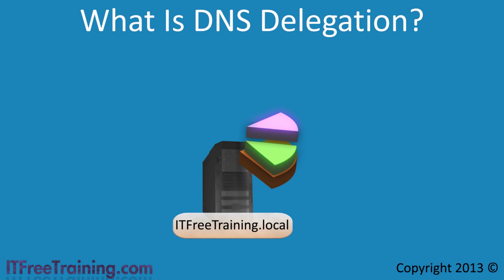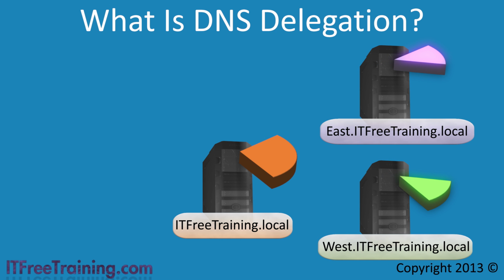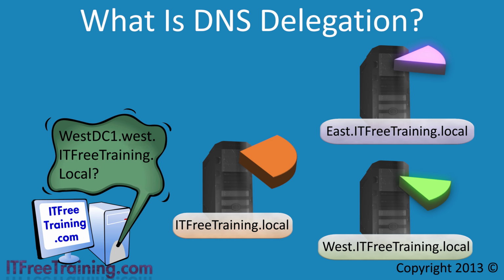One of the ideas behind DNS is the ability for it to have different parts of the namespace stored and managed on different servers. So in this example, the East and West namespaces will be stored on separate DNS servers. The problem occurs when a client queries the East or West domain. Since DNS is a hierarchical database, the query will first go to the DNS server that is holding the domain name ITFreeTraining.local. This DNS server does not hold the East or West zones, so it needs to know which server does hold these zones. This way, the DNS server can have the DNS query passed onto the right DNS server.